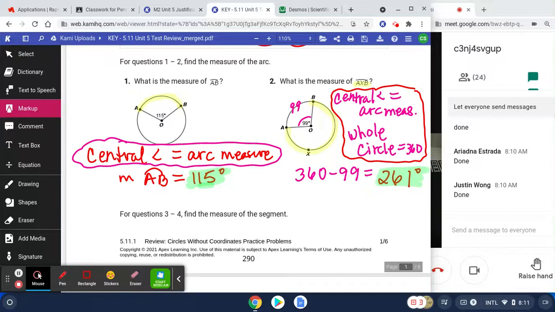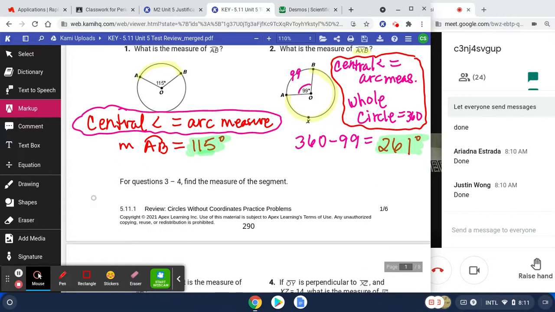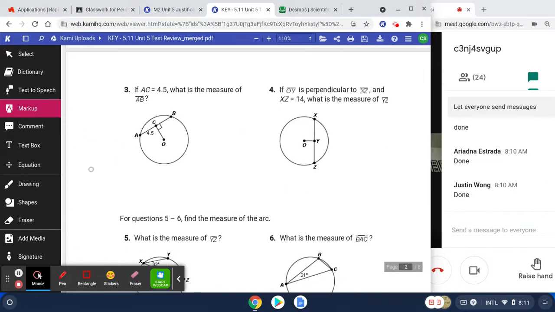Okay, numbers 1 and 2 were done. The first one is just using central angle equals arc measure, so it was nice and easy, just 115 equals that 115 degrees. But for number 2, we had 360 for the whole circle, minus the 99 gives us that back arc. This key is attached in the bin too for reference.